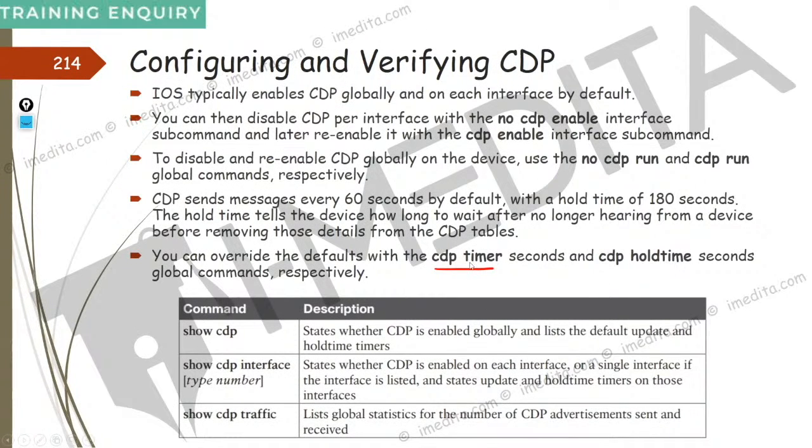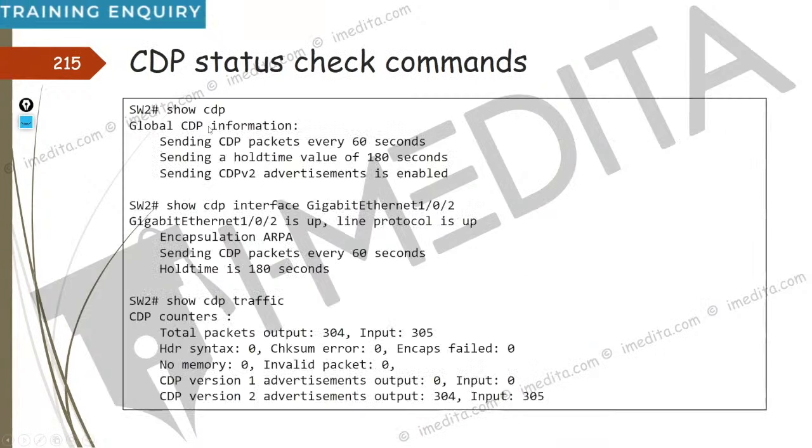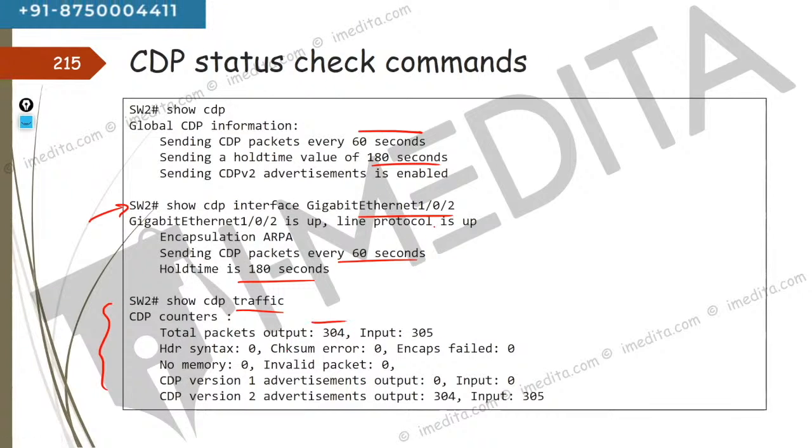CDP timer decides how frequently the CDP messages should be sent. So if you do show CDP, you can see the information about timers, 60 seconds, 180 seconds. And if you do show CDP interface and a particular interface name, you see how frequently they are being sent on that interface. It also shows you show CDP traffic, which shows you how many packets were sent and received. Okay. So that is CDP.